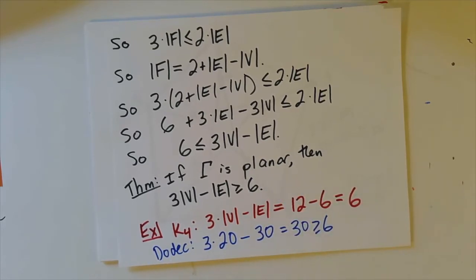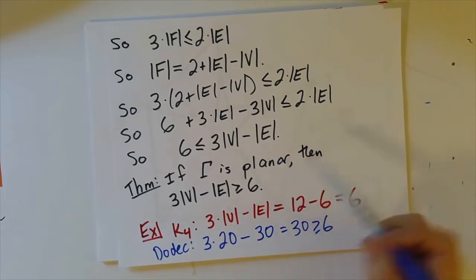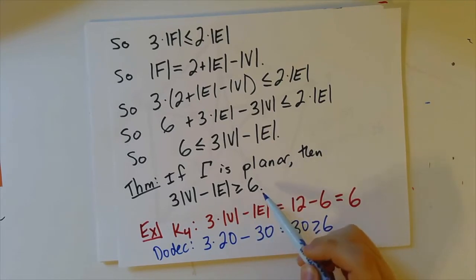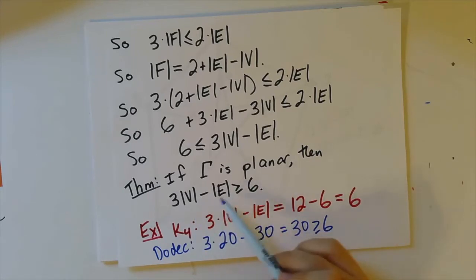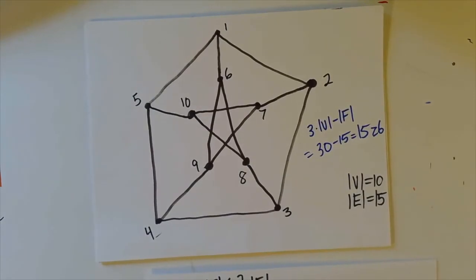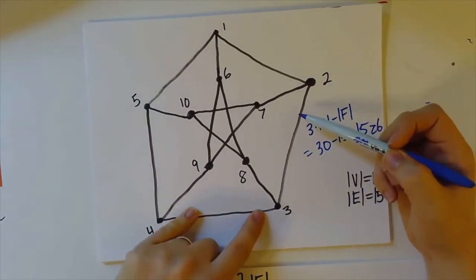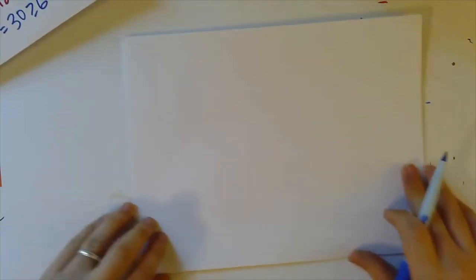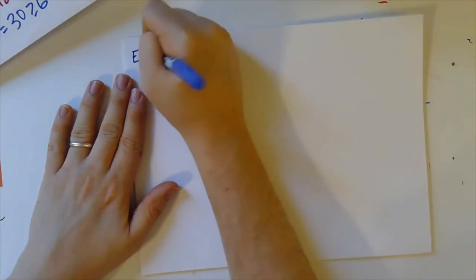Now what we do know is the contrapositive of this. So we know that if 3 times the number of vertices minus the number of edges is less than 6, that is, if it's less than or equal to 5, then the graph definitely is not planar. So here, we still don't know if the Petersen graph is planar or not based on this calculation. But this does actually work on one graph that we're on fairly good terms with. Namely, this will work for K5.